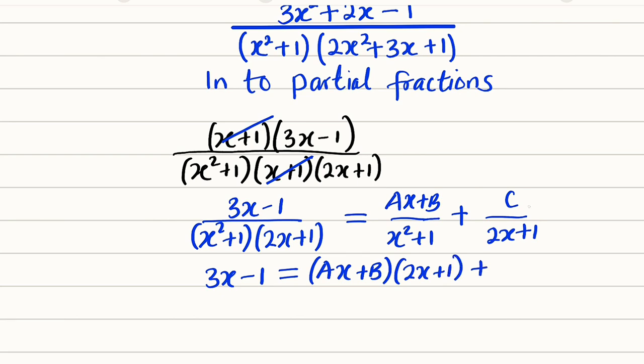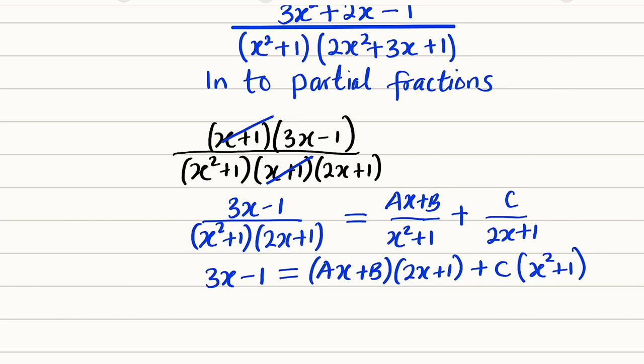Then we add. Take this, multiply by these two factors. 2x plus 1 will cancel 2x plus 1, leaving x squared plus 1 multiplied by c. So we have c multiplied by x squared plus 1.